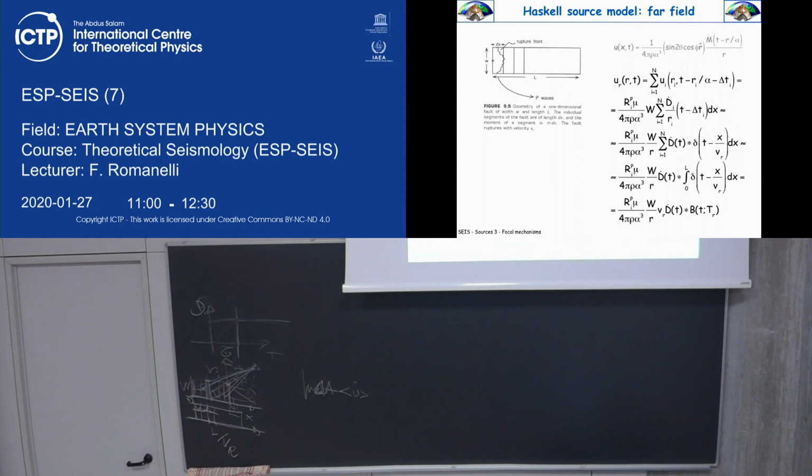So we reach a conclusion here: that the radiation at the point from an extended fault for this model, where most of the factors are constant, is what we were waiting for, but convolved with a new boxcar. Now, if this boxcar is a delta, we go back to this expression. But is this boxcar a delta? No. Actually, the duration of this is much longer than this.